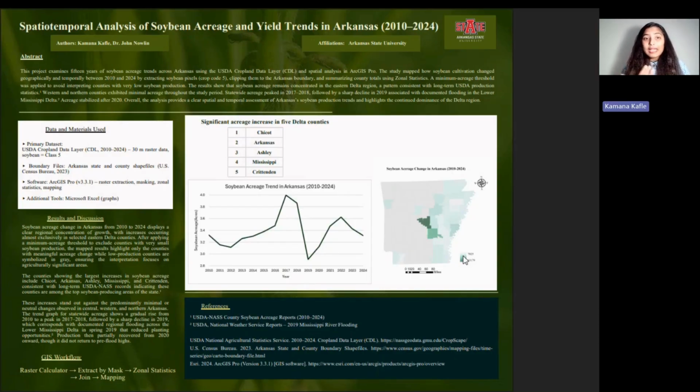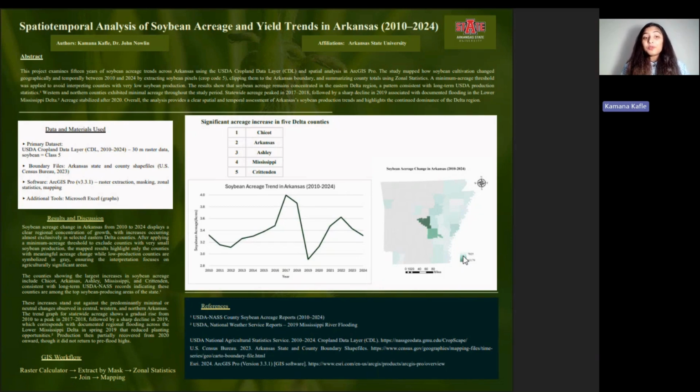Overall, the combined map and trend graph reveal three key findings. Soybean production in Arkansas is strongly concentrated in the eastern Delta region. Acreage trends are sensitive to extreme weather events. Meaningful increases occur only in counties that have already produced larger acreage. These results provide a very clear visual understanding of long-term soybean dynamics and show how geospatial tools can support agriculture analysis and planning.